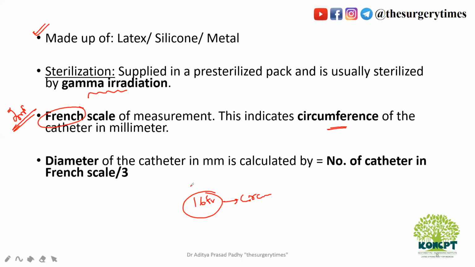And for the diameter, we should divide it by 3, then it will come in mm. It is the diameter. So suppose 24 French: 24 is the circumference, whereas 24 by 3 is equal to 8 mm, which is the diameter. Clear? So this is very, very important.